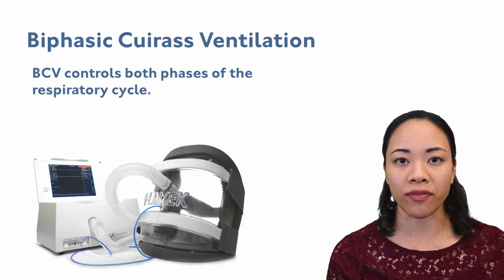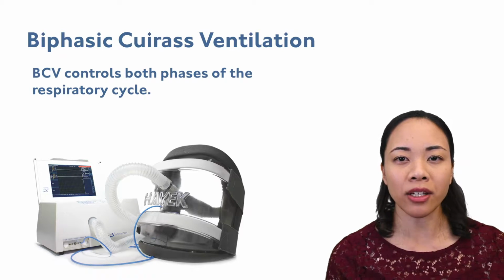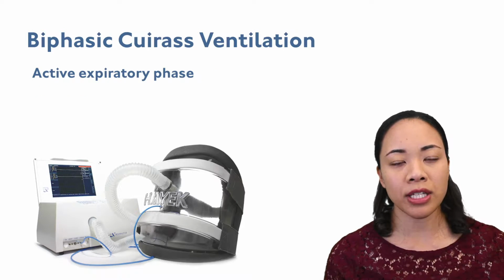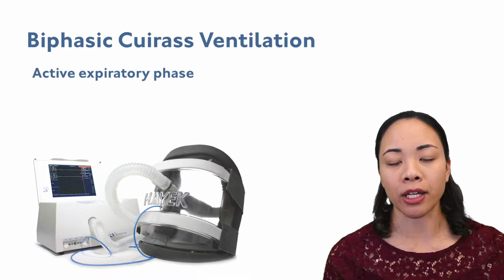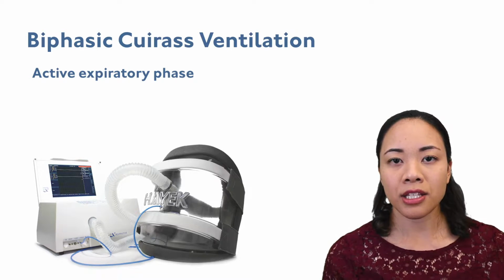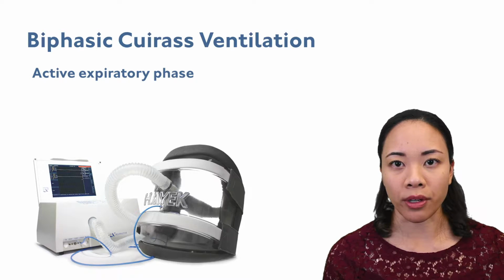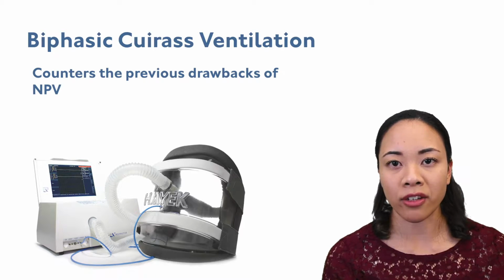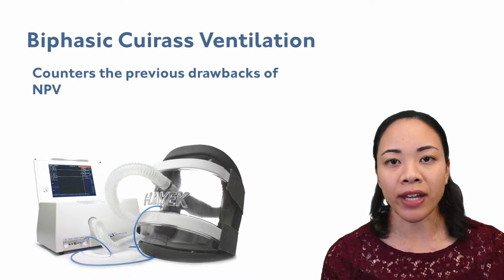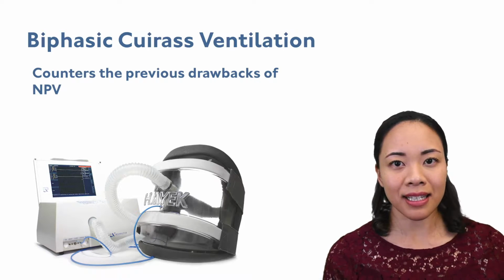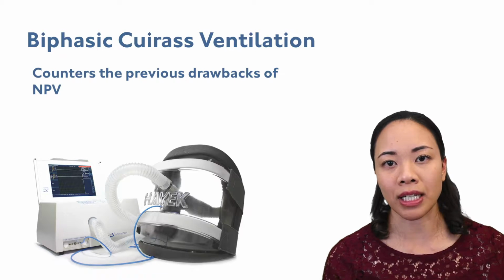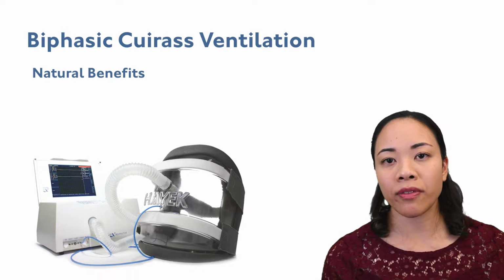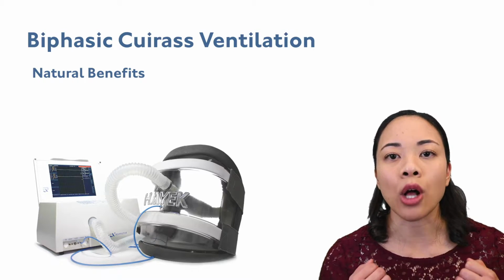During the inspiratory phase, BCV uses the power of negative pressure to inflate the lungs through a Cuirass shell. Unlike previous Cuirass ventilators, we do not rely on passive recoil of the chest. The technology allows for an active expiratory phase. As a result, BCV counters the previous drawbacks of negative pressure ventilation. The active expiratory phase allows us, as the clinicians, to control the patient's minute ventilation and maintain an adequate tidal volume. As we have already noted, natural and normal is always better.